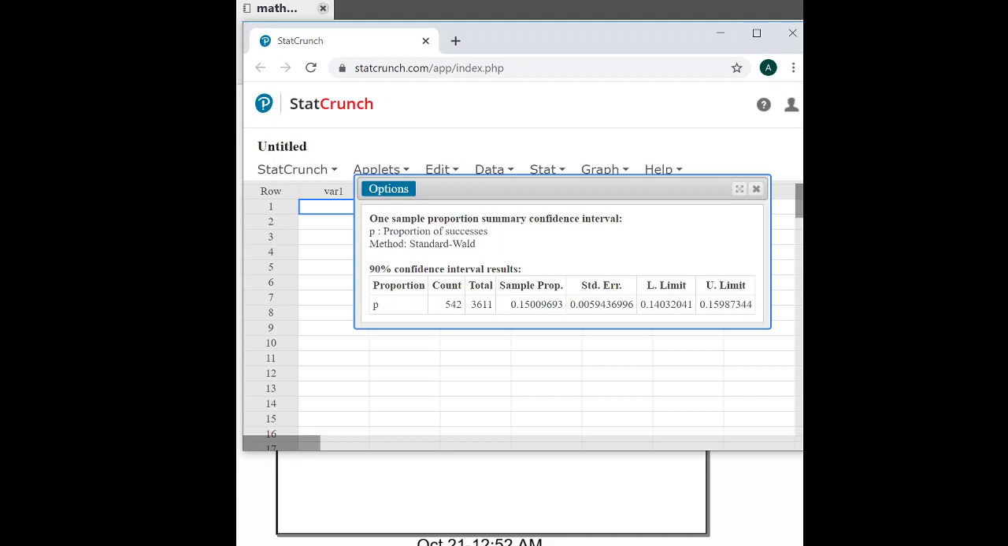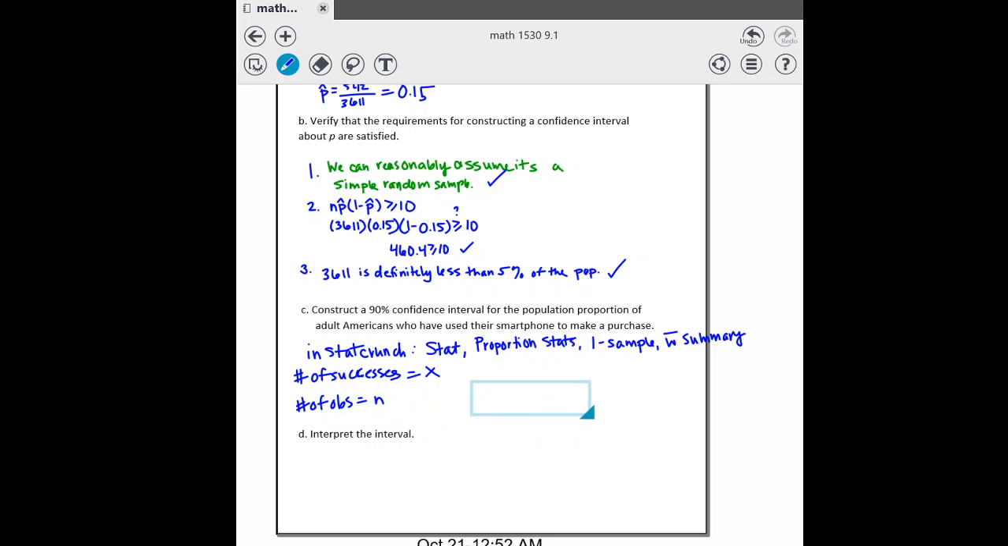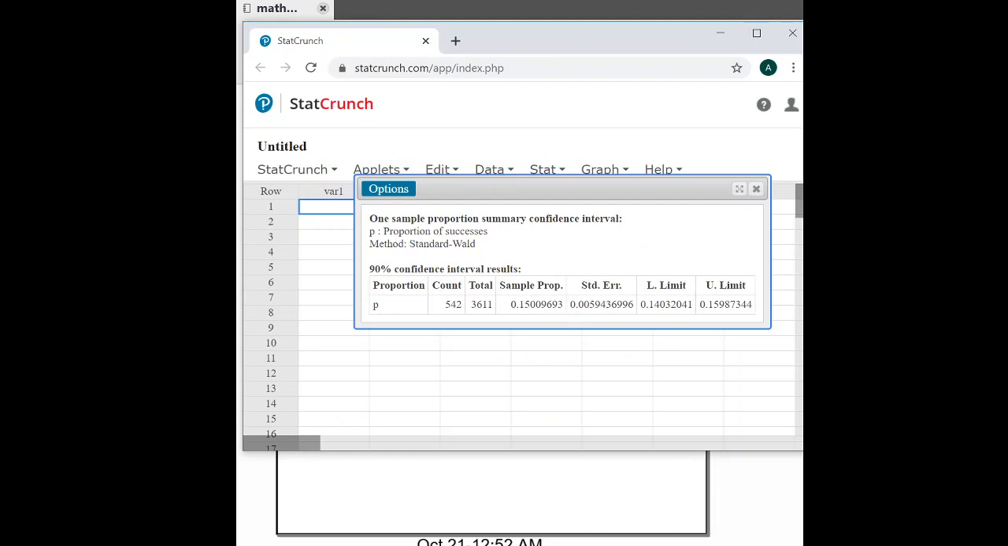Okay, now, I don't think it's going to let me draw on this. No, so the L limit is your lower bound, and your U limit is your upper bound. So we have 0.14 to 0.16. So here's our 90% confidence interval. That's my short form for confidence interval, CI. Our lower limit is 0.14 and our upper limit is 0.16.